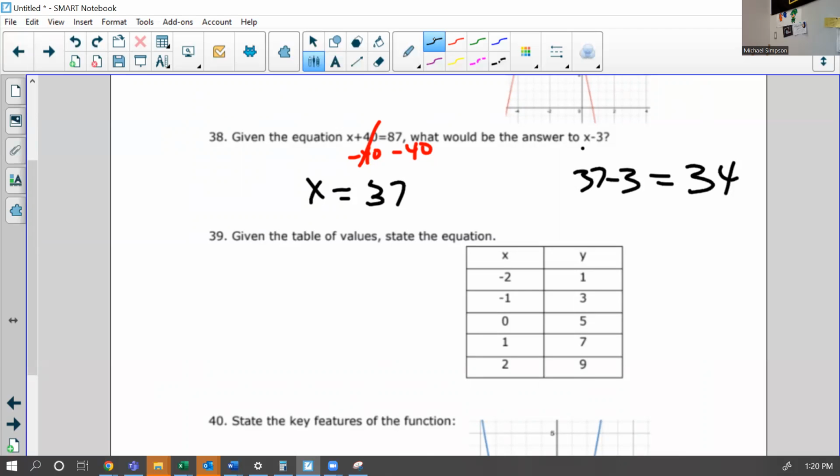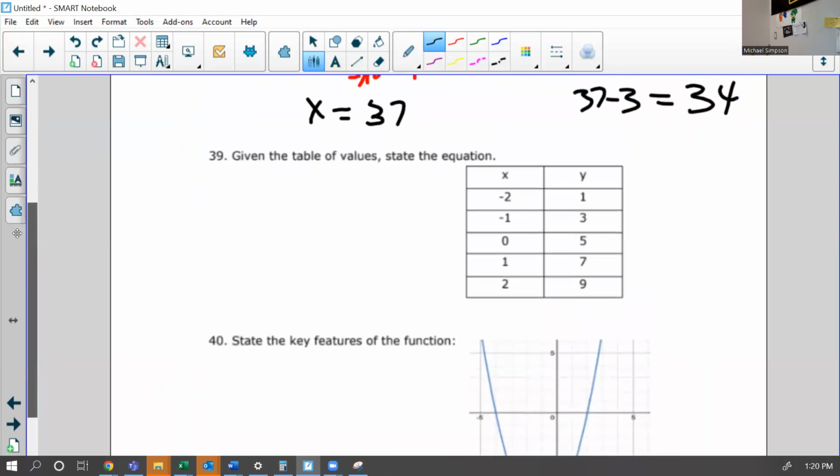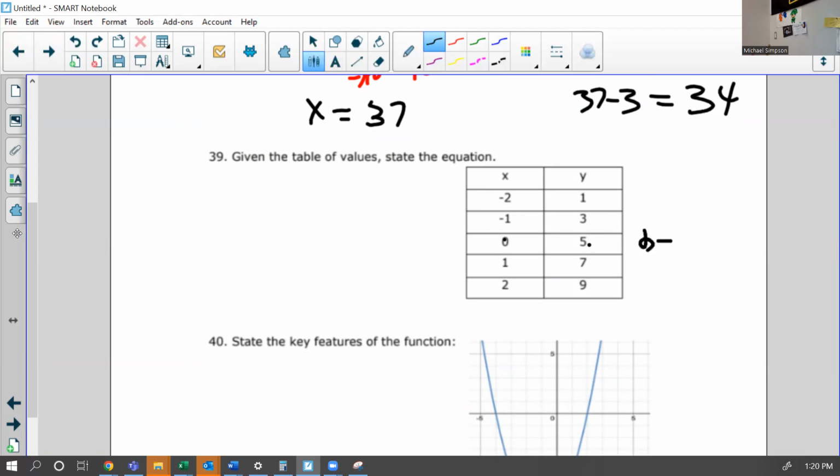That's it. Okay, number 39. State the equation. This is a pretty simple one from the first couple of weeks. How do you write the equation for this? Well, it's a table. I recognize when x is 0, y is 5. That's my y-intercept, right? So b is equal to 5. So all I have to do is find my slope now. So delta y over delta x.